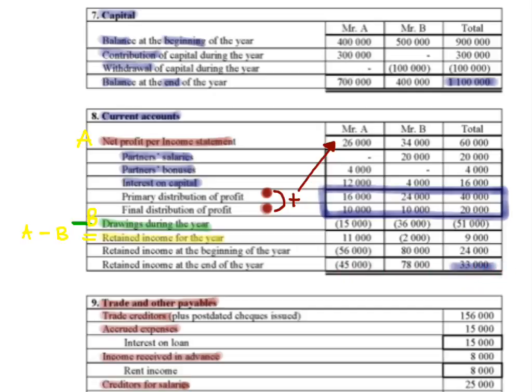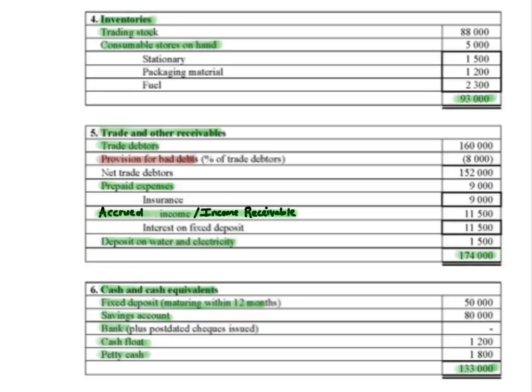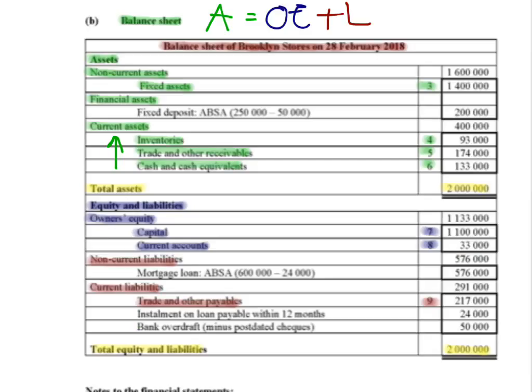Remember, this needs to correspond with the actual current accounts in the general ledger. What do I need to take back to my balance sheet? It is this balance at the end of the year, the total for both partners. So 33,000 is taken back to the balance sheet as your current account amount at the end of the year.